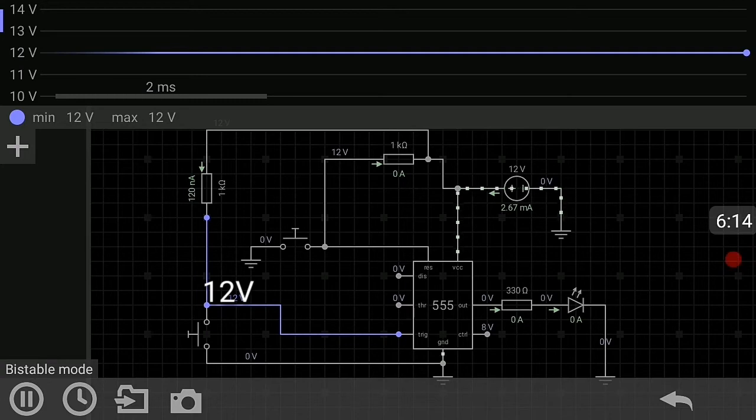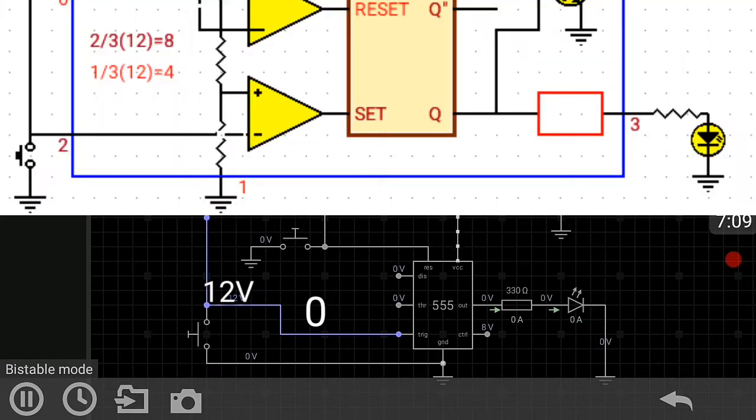Now, let me press the momentary switch. So when I press the momentary switch, the two terminals will be shorted, and when it is shorted, then the voltage drop from the resistor will be 0 volt, and 0 volt is injected to pin 2. Now let's see what happened to the circuit from the internal circuit block diagram of the NE555 timer IC.